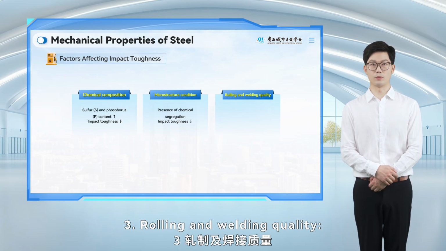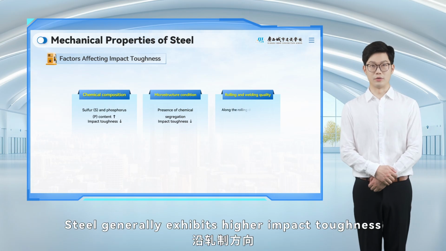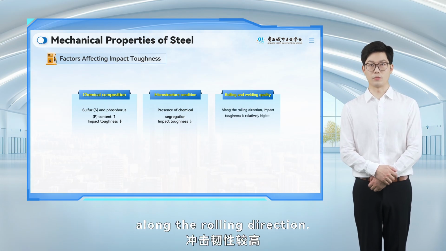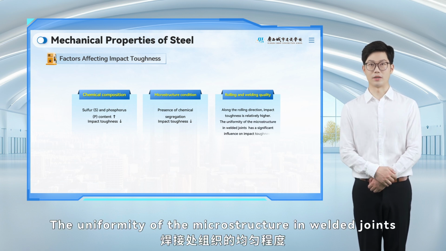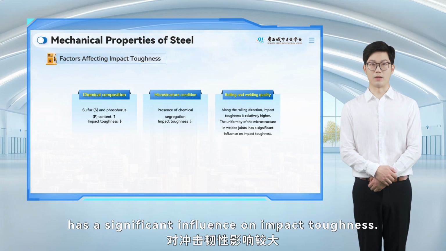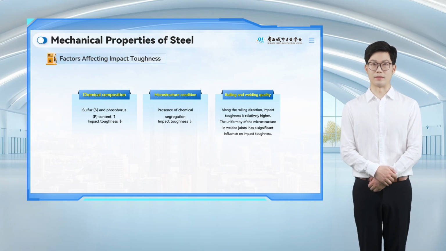3. Rolling and welding quality. Steel generally exhibits higher impact toughness along the rolling direction. The uniformity of the microstructure in welded joints has a significant influence on impact toughness.